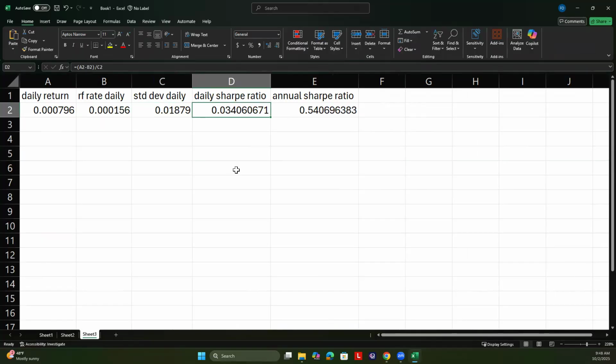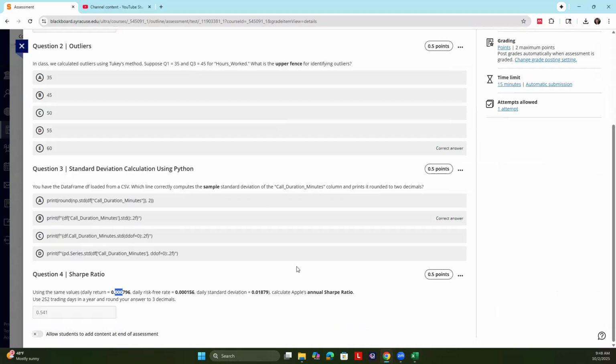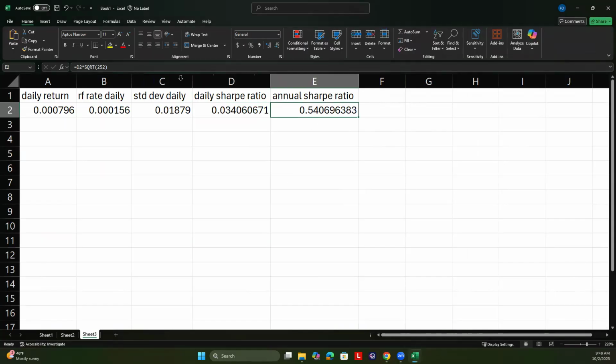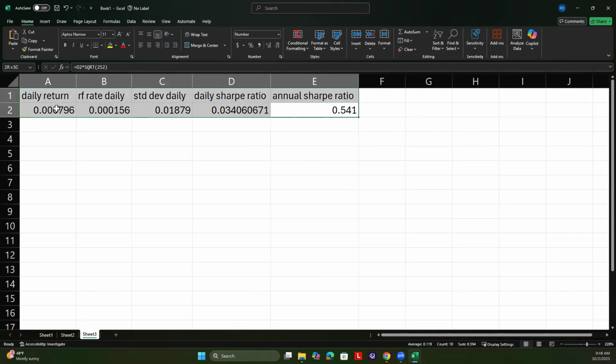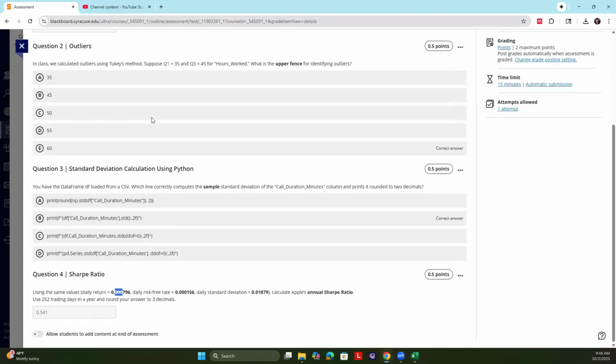0.01879. Perfect. Daily Sharpe ratio is then 0.03, and annual Sharpe ratio is 0.5. Let's make it 3 decimals. Okay, 0.541. So lesson learned, make sure that you look at numbers carefully when you enter your data.